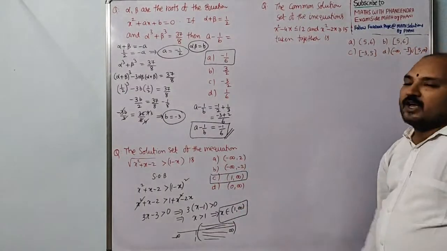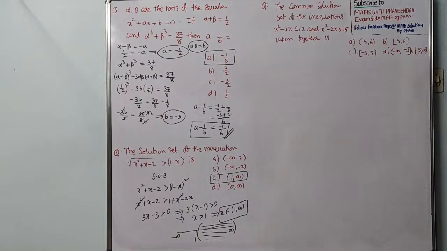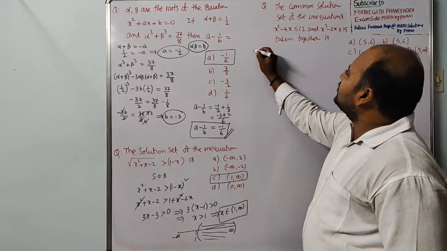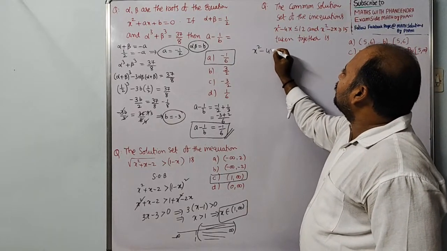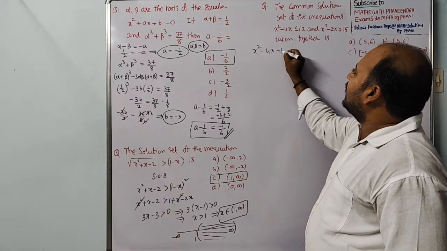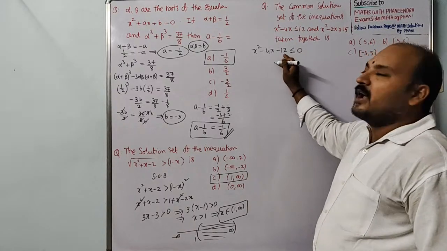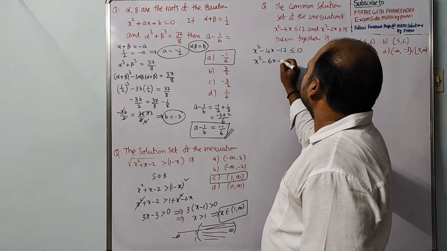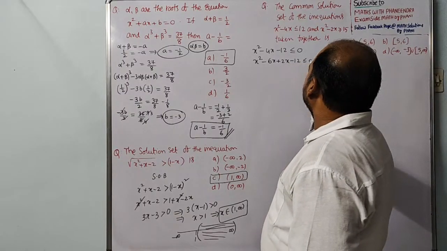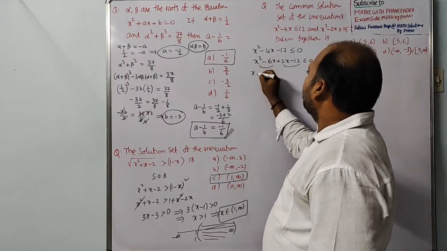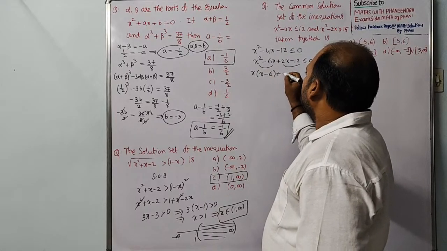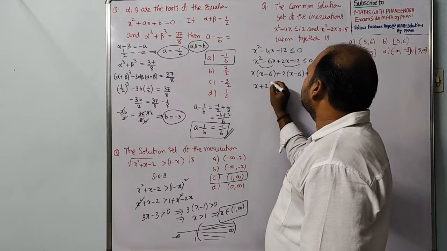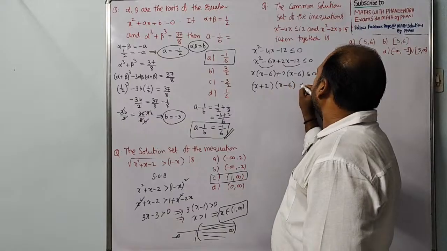Okay, we'll move to another question. They are asking to find the common solution set of inequations. What is the first inequation? X square minus 4x, the 12 also bring this side, minus 12 is less than or equal to 0. Minus 12 factors, 6 and minus 2. So, x square minus 6x plus 2x minus 12 is less than or equal to 0. X into x minus 6 plus 2 into x minus 6 is less than or equal to 0. X plus 2 into x minus 6 is less than or equal to 0.